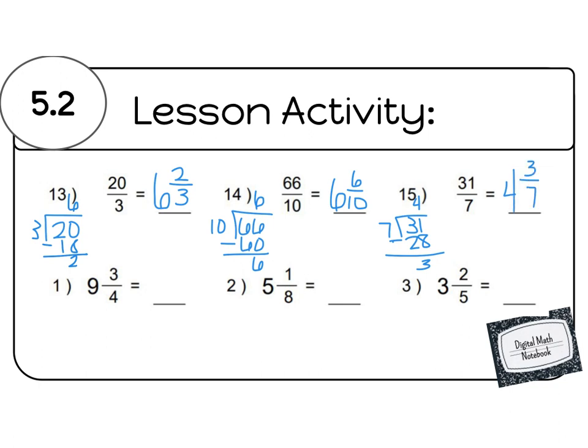On the bottom, we're doing the opposite. So we're multiplying times the bottom and add to the top. 9 times 4 gives me 36 plus 3 gives me 39 out of 4. Multiply times the bottom. 5 times 8 is 40, plus 1 is 41 out of 8. All right, I'm going to stop here, and you're going to solve this last problem on your own and type your answer into your digital math notebook.